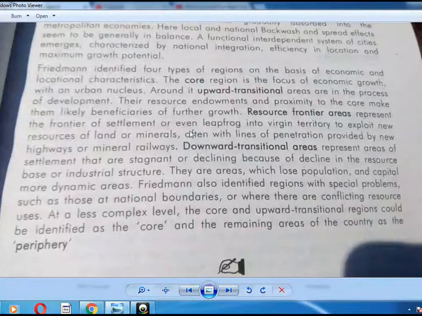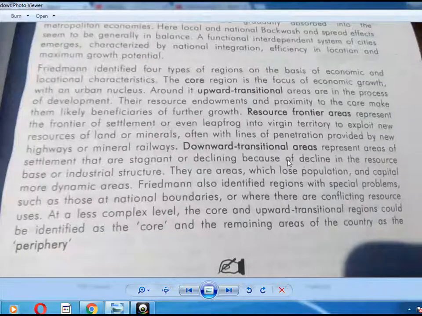Resource frontier areas represent the frontier of settlement, or even leapfrog into virgin territory to exploit new resources of land and minerals, often with lines of penetration provided by new highways and mineral railways.